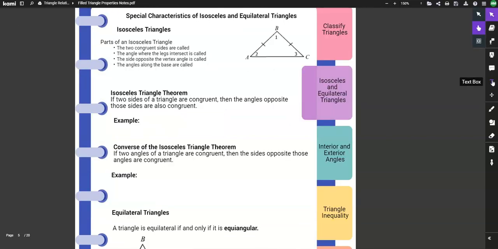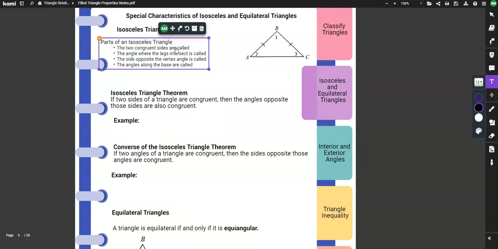All right, so now what we're going to do is take a closer look at isosceles and equilateral triangles because they do have some special characteristics. First of all, we have the parts of an isosceles triangle. The two congruent sides are called legs. Again, remember I said same legs.